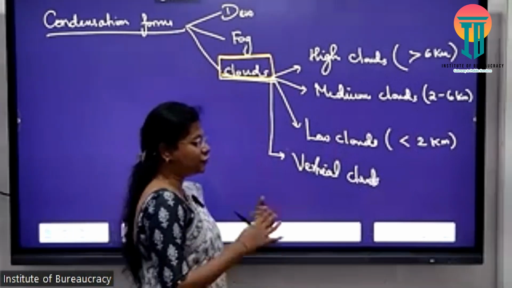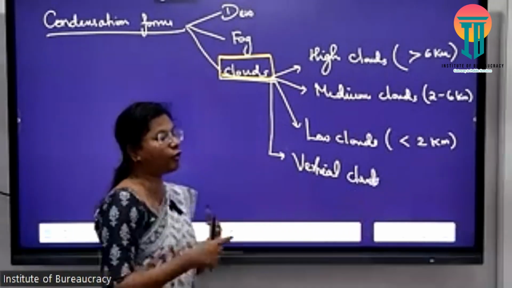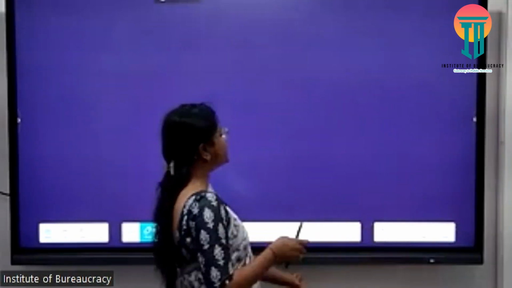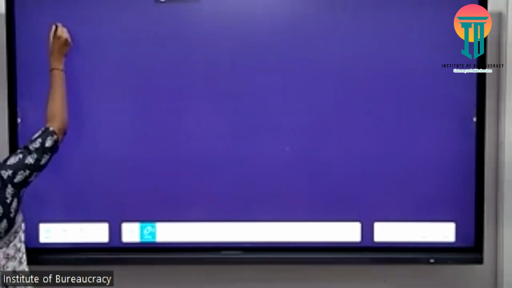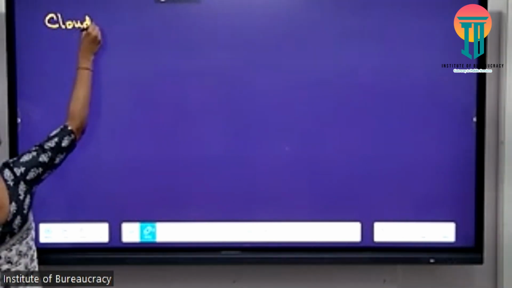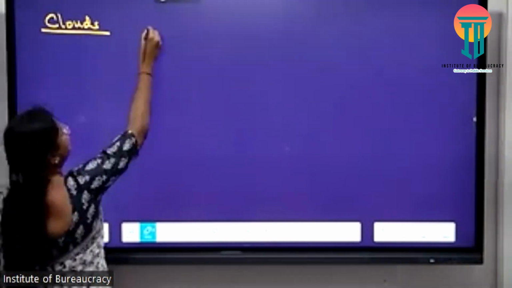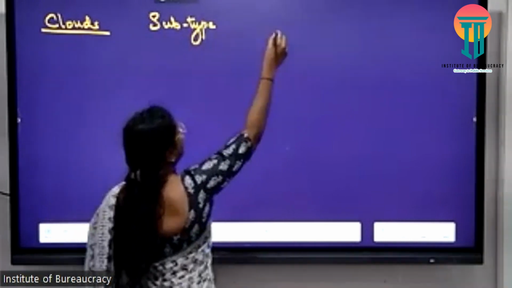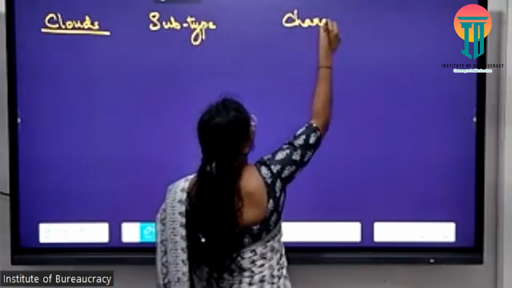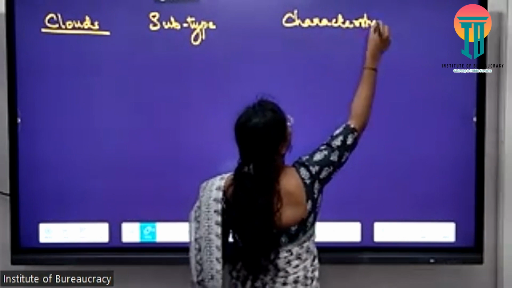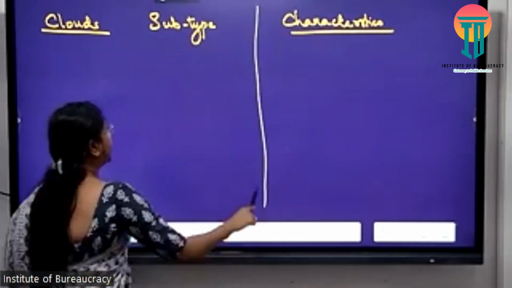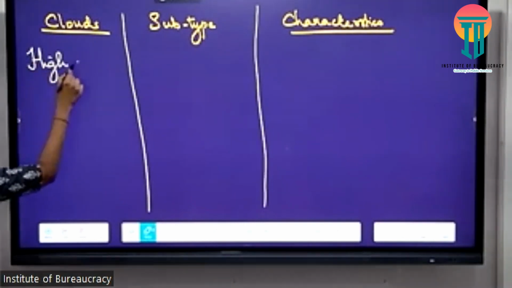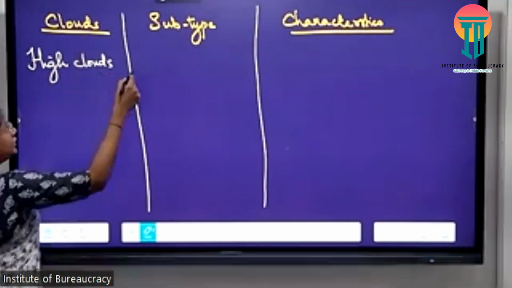Types of condensation, that is dew, fog, and clouds. Types of fog, types of clouds. In the class, we're going to add some briefing on the clouds. For example, the clouds, major divisions, and the subtypes, and what the characteristics are. Make this into a table. Important relevant characteristics. For example, when we talk about high clouds, what are the important subtypes?